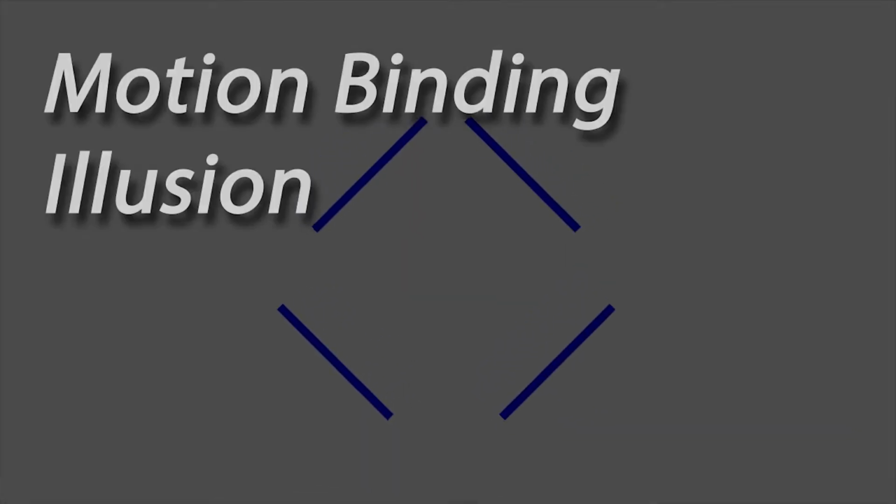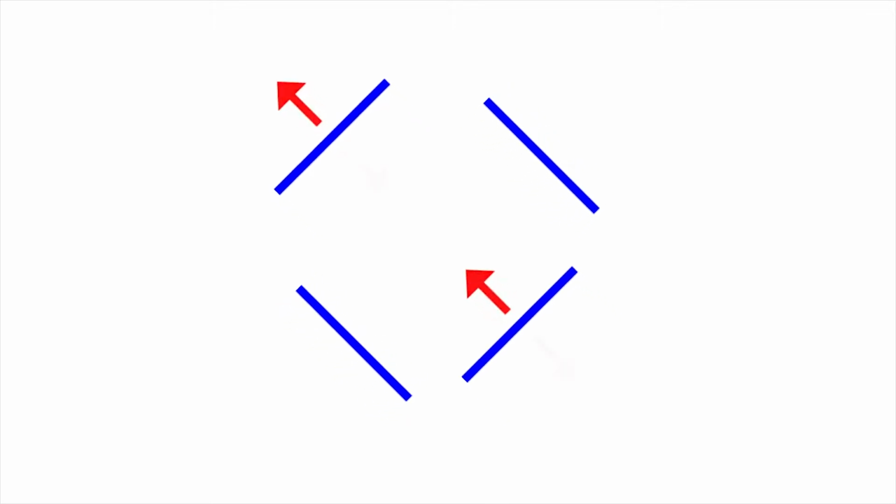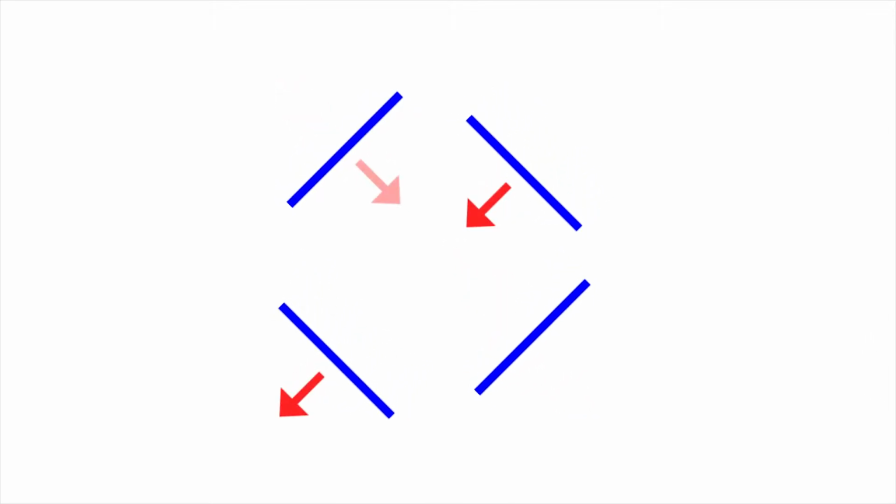This is called the motion binding illusion. Observe the motion of the four blue lines. Notice how they seem to move back and forth in sync? Adding arrows actually shows how they move in pairs.